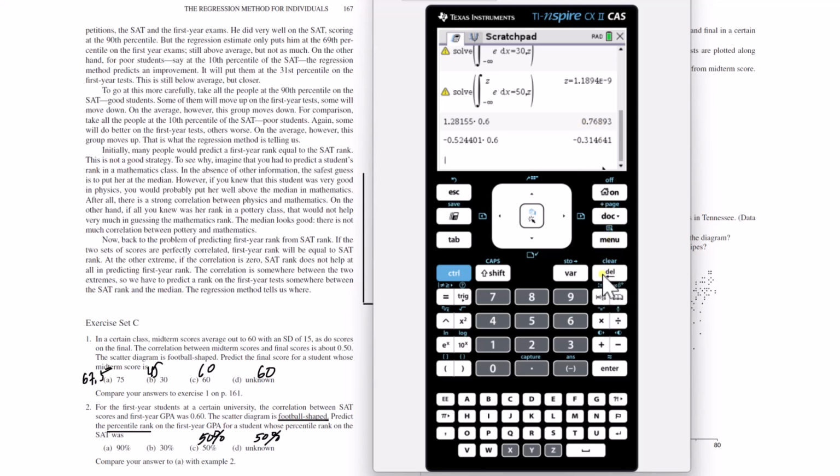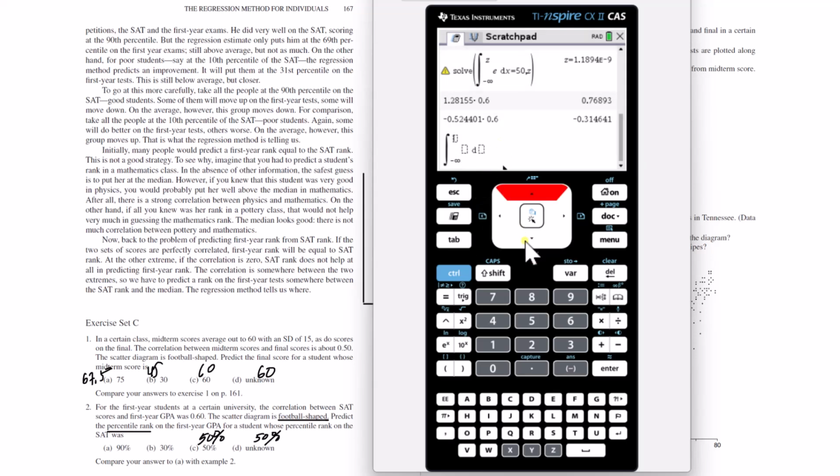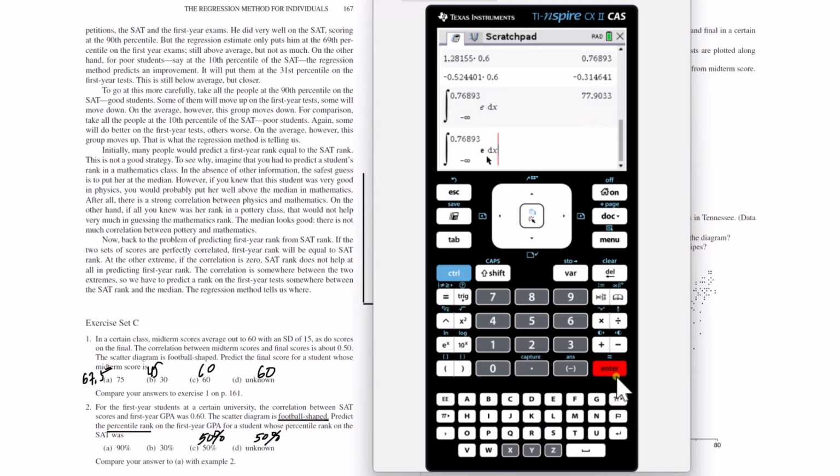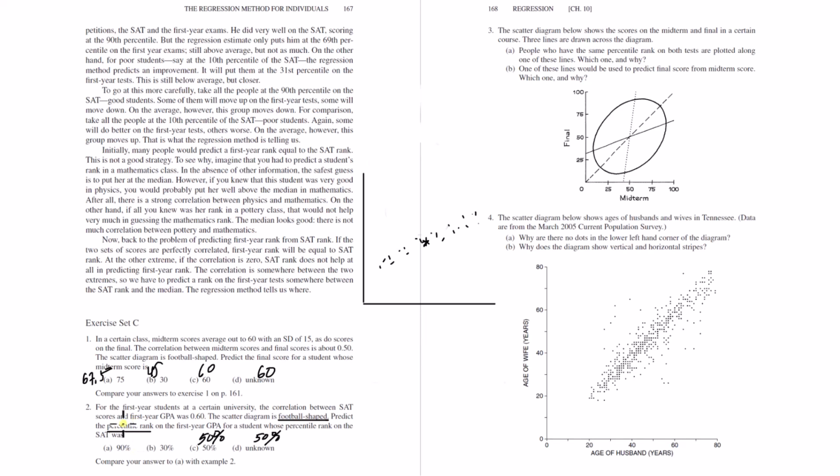So, okay. Minus infinity to this. Okay. Now, okay. So the 78th and 38th percentile.